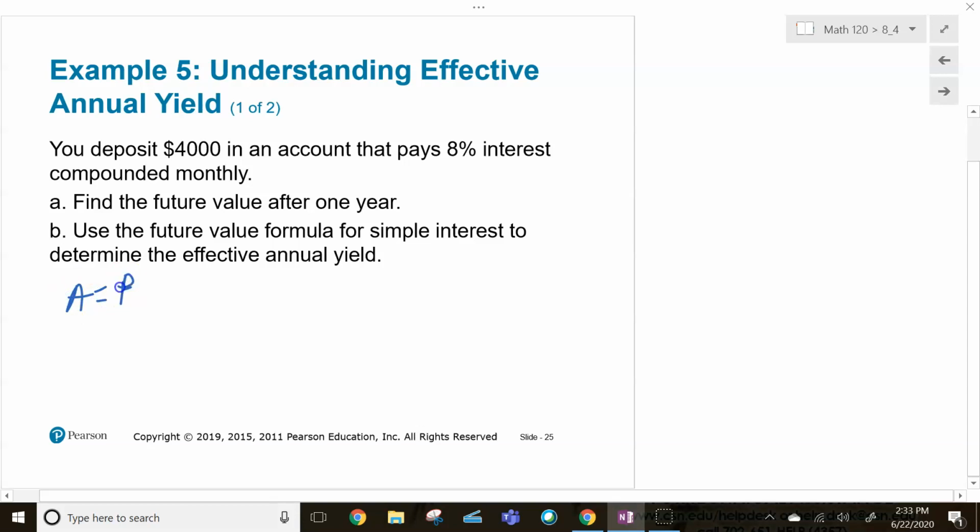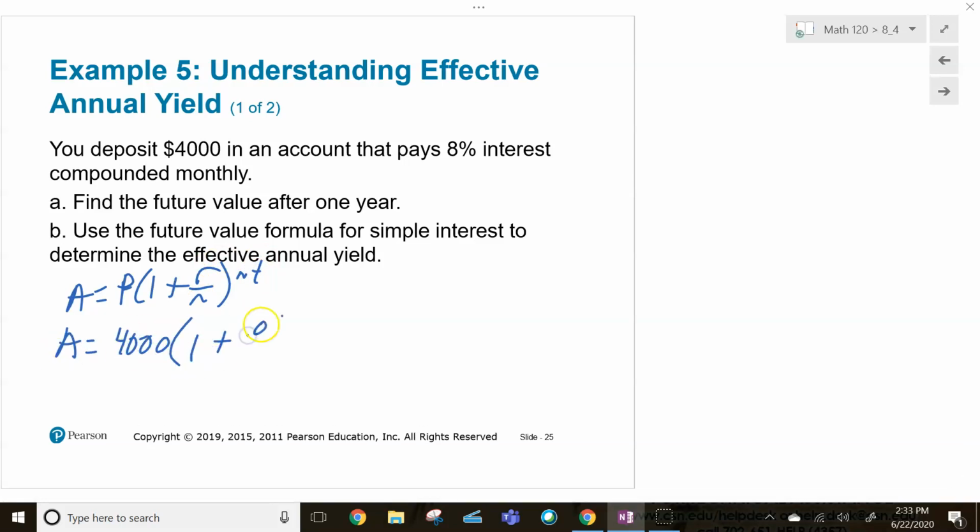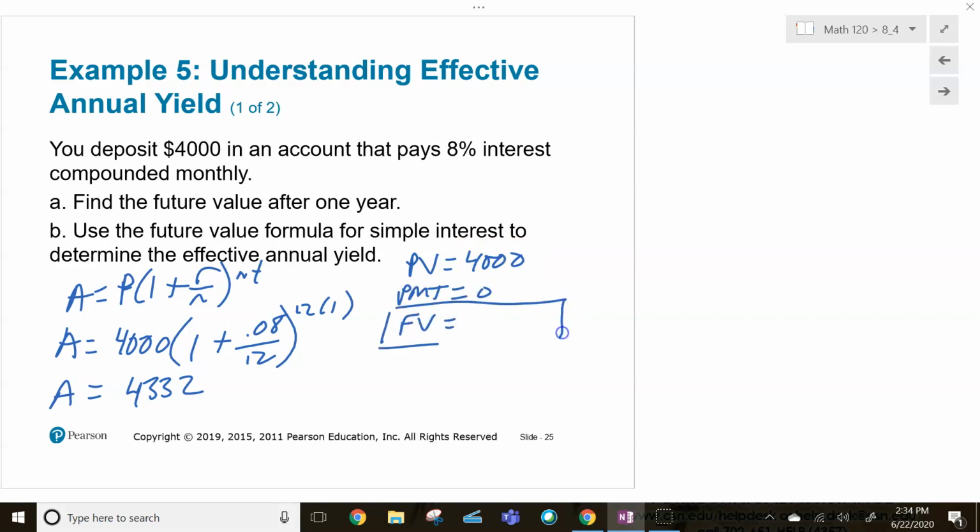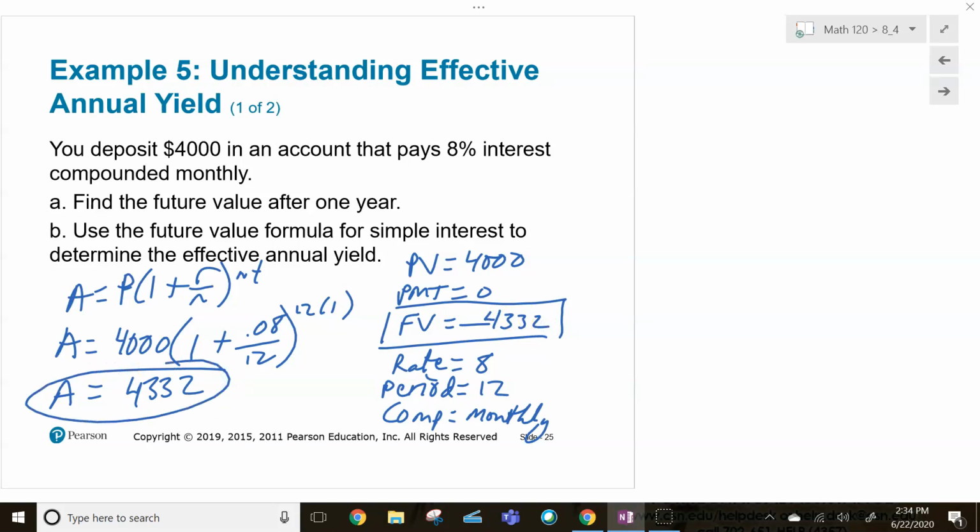So you use P times 1 plus r over n to the nt. How much do you have if you put 4,000 in at 8% compounded monthly for 1 year? This ends up being 4332. If you do it with a financial calculator, you're putting in $4,000. You're making no payments. You're going to solve for the future value. Your rate is 8%. Your periods, n times t, is 12 times 1, which is 12. And your compounding is monthly. You click that and you'll get negative 4332. So 4332, okay? That's how much you end up with.